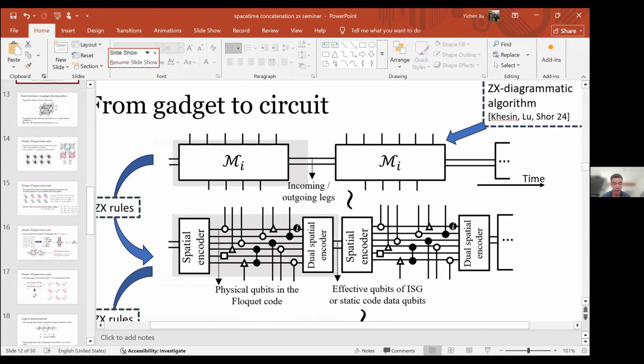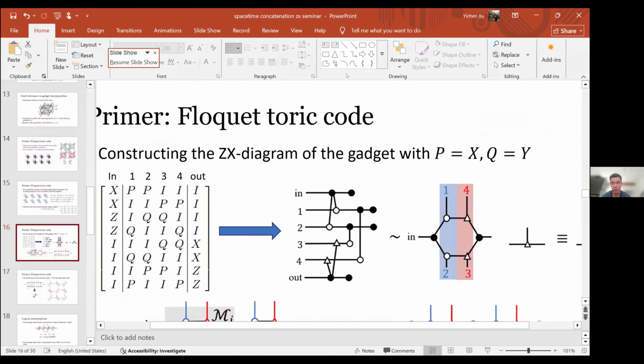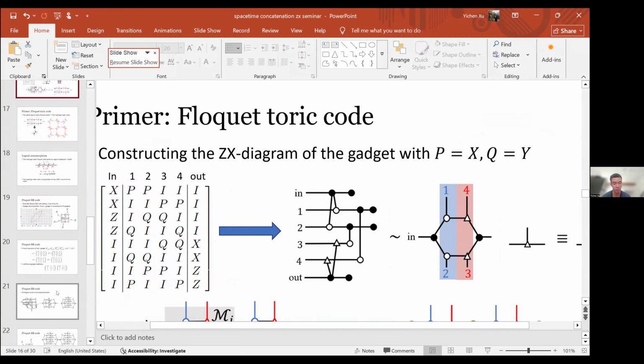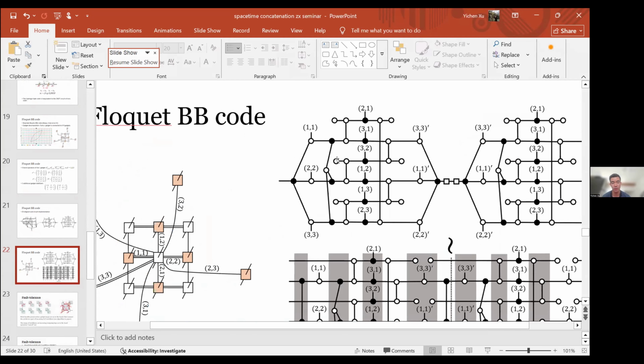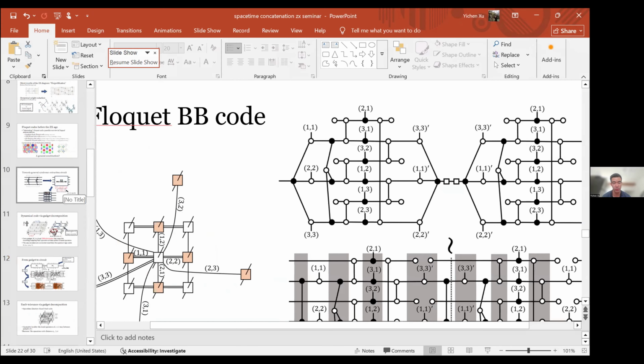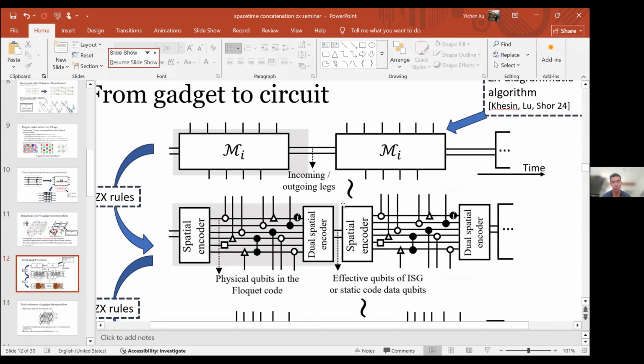For example, for the toric code, this is the ZX diagram. This is a hexagonal one. But there's another way to draw this ZX diagram in which you have 4 physical qubits instead of 2. If you draw it this way, it looks like you have 2 physical qubits undergoing some dynamics, and you can also choose 4 physical qubits. For the case of the BB code, we showed that there's a 6-qubit spatial concatenation. In our paper, there's a 12-qubit spatial concatenation. So there's a flexibility of playing with the ZX diagram in this workflow.